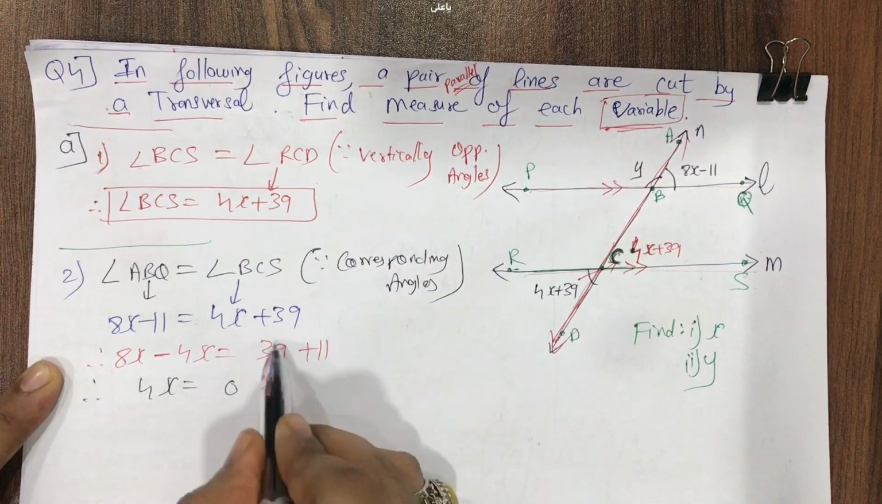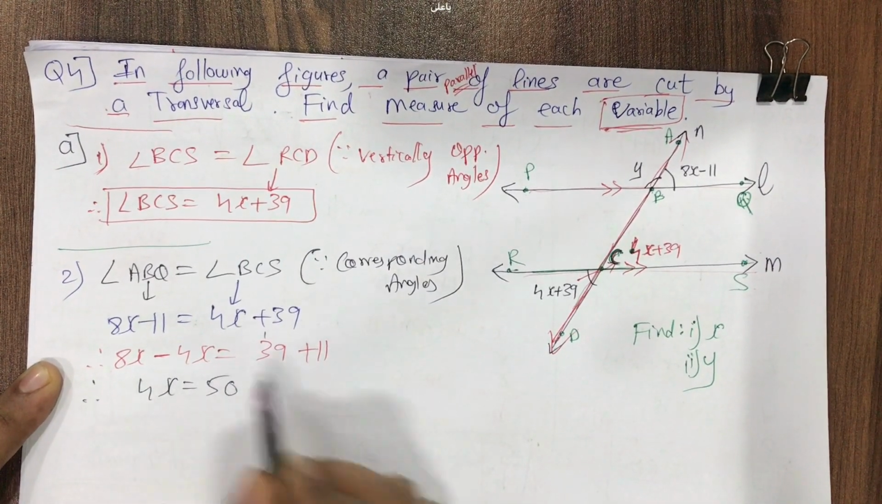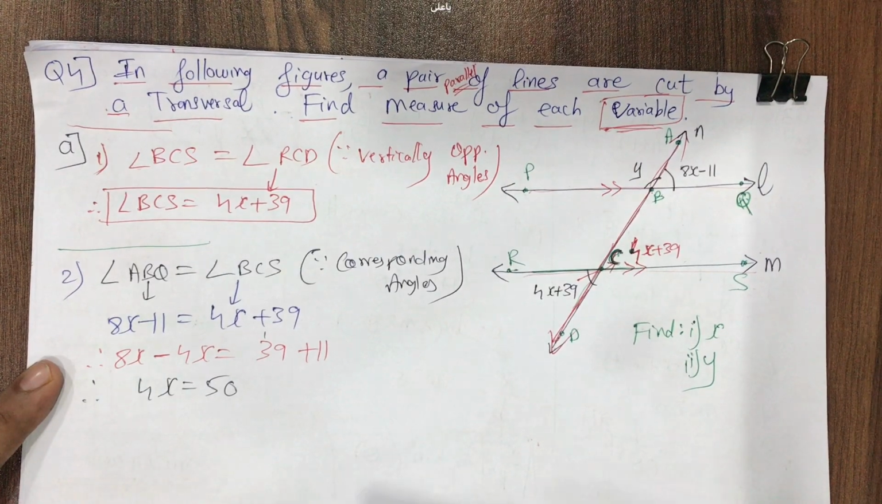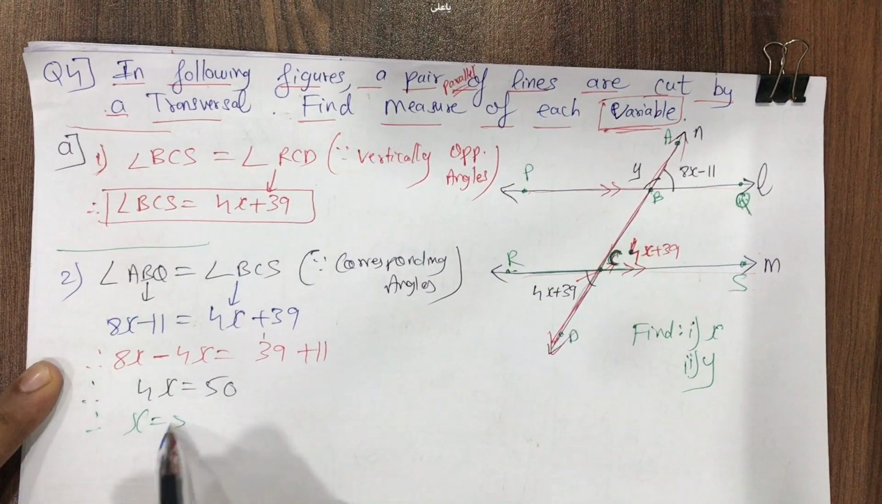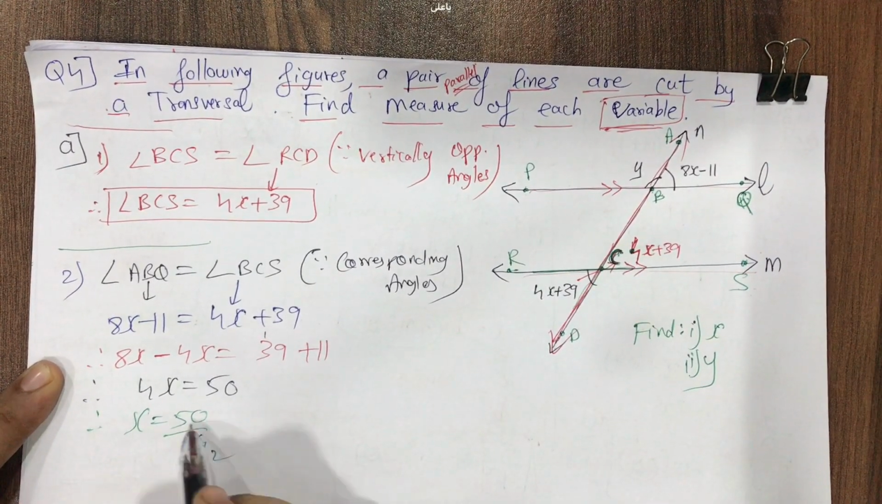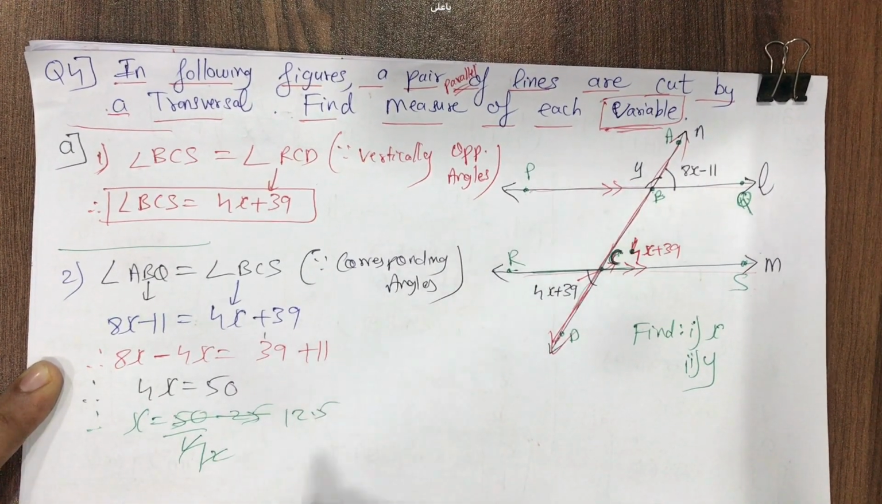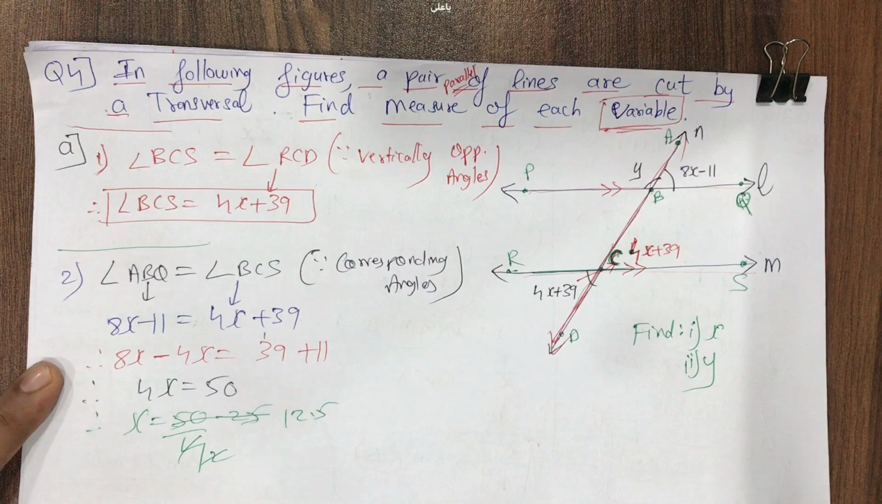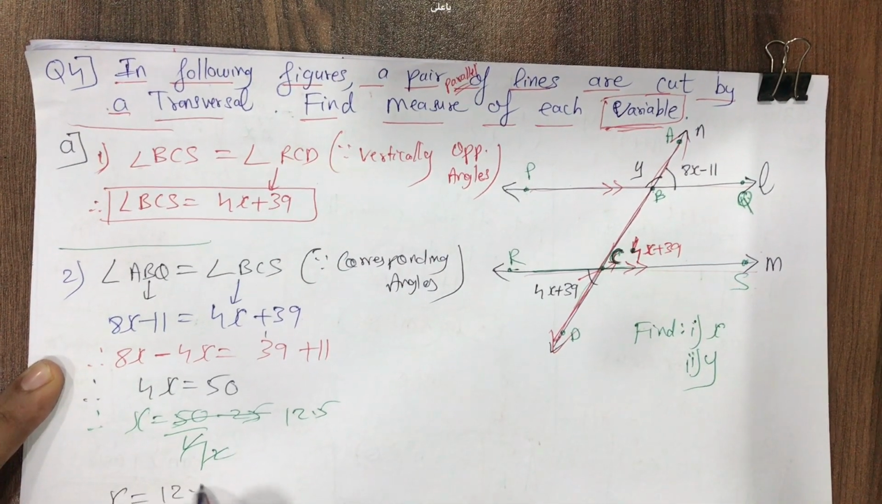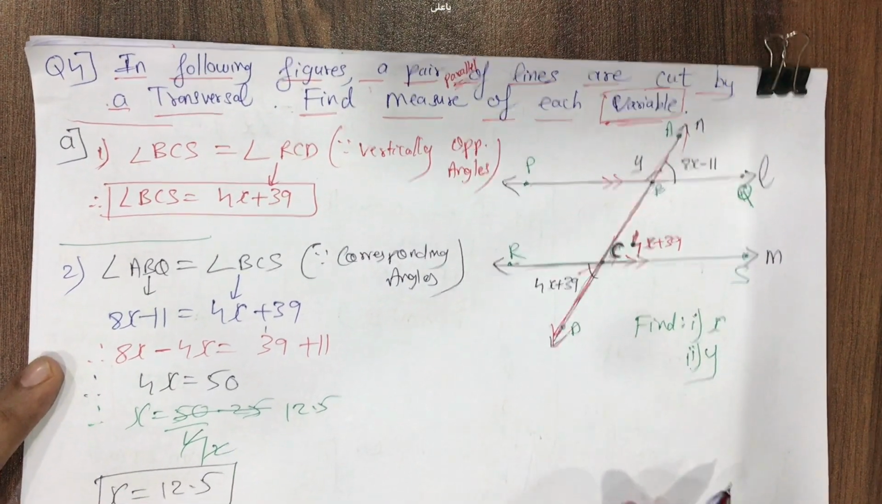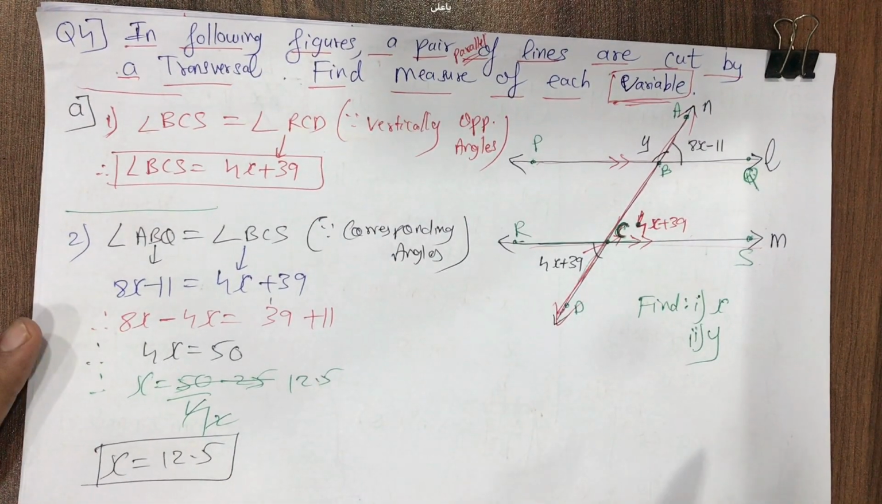9 plus 1 is 10, carry 1, 4 plus 1 is 5, so 50. Therefore x is how much? 50 upon 4. 2 2s are 4, 2 5s are 10, 2 1s are 2, so 12.5. So my answer is x equals 12.5. Okay, now students pay attention.